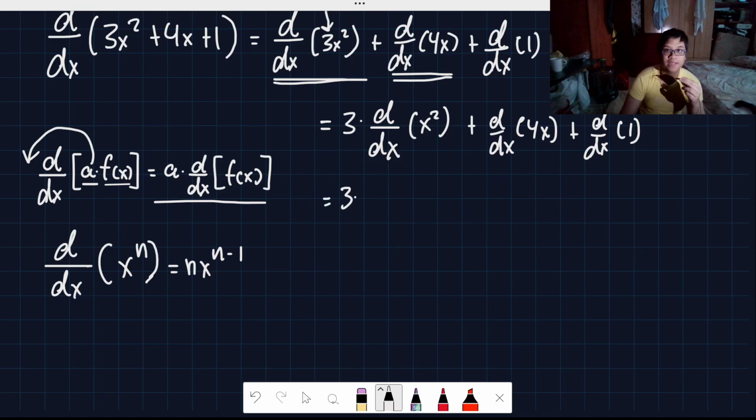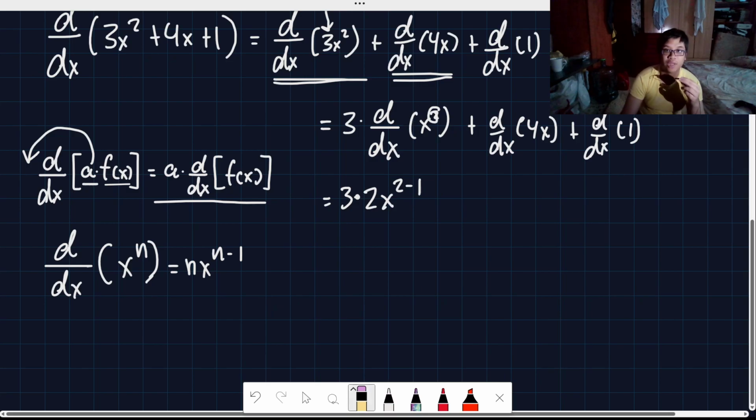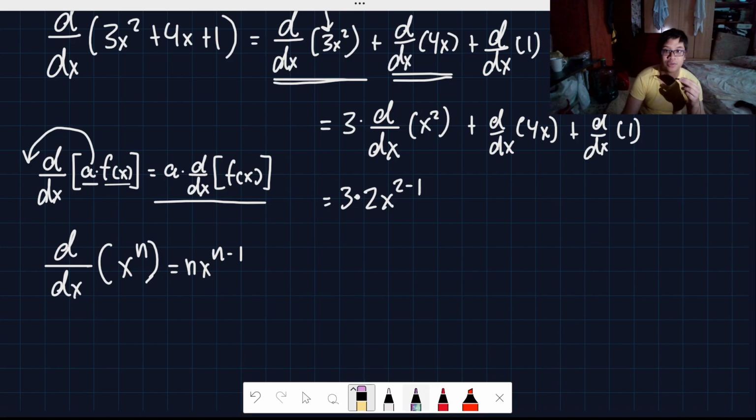So we can apply that here in our first term, which is x squared. All we need to do is simply bring down the exponent given here, which is 2. Then copy the function, which is x squared. Then the exponent above, you're going to subtract by 1. So this is the result.